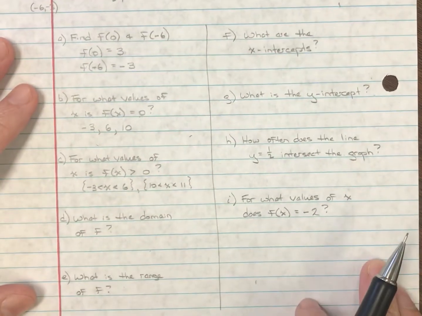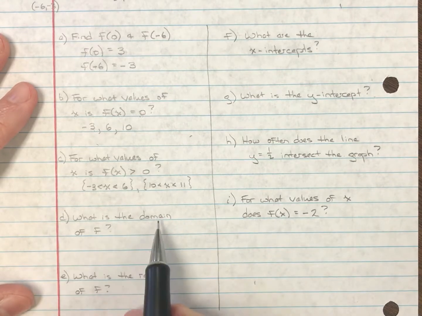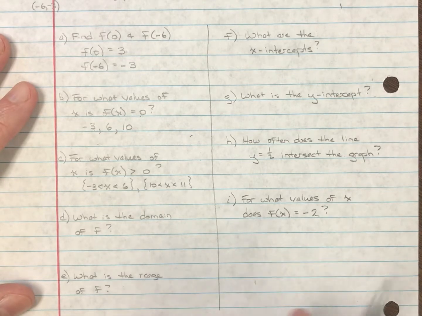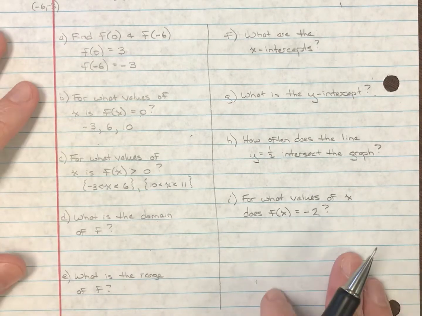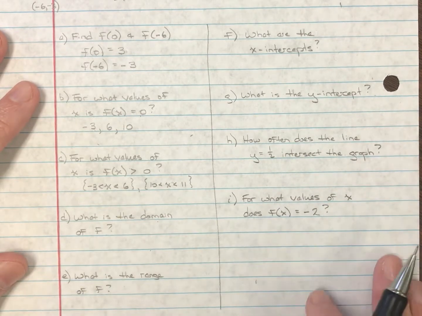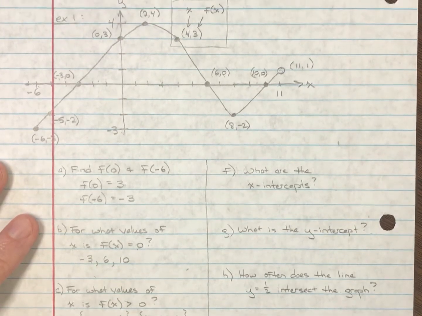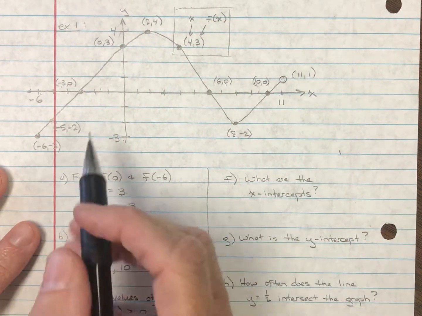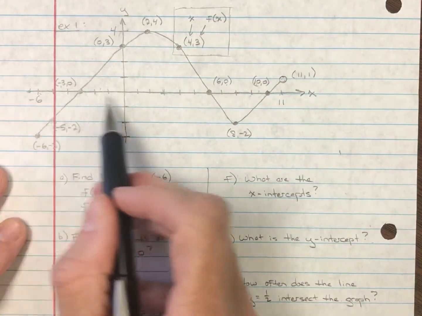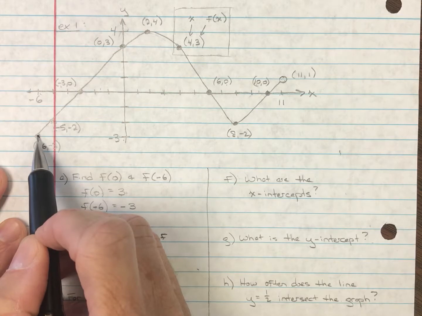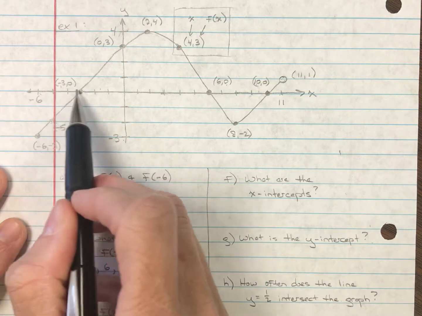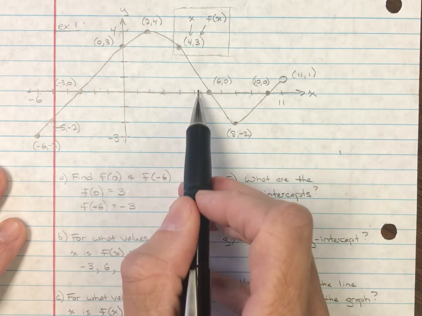Okay, letter D. What is the domain of f? The domain is all the x values that are on the graph, all the input values that can be graphed. Notice that in this graph, it doesn't go on forever. The domain is your x values. The domain starts at -6, and it's included. And all the values between -6 and so on all have y values.